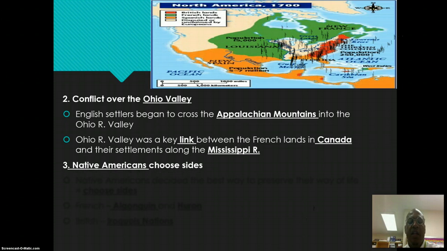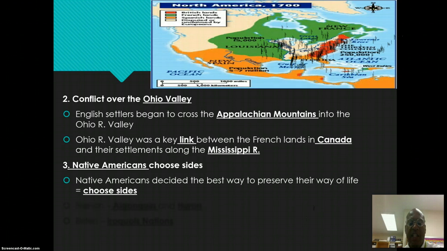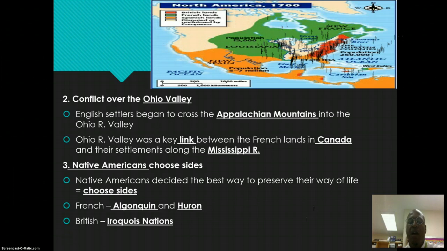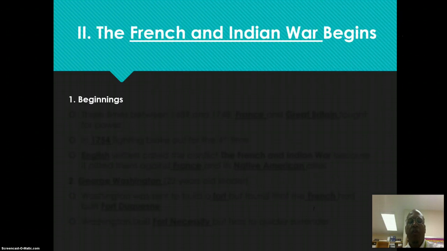The Native Americans find themselves in a pickle. They have to decide which side they will choose to fight on. The Algonquin and the Huron tribes side with the French, mainly because that's the territory in which the French were occupying. And along the western border of the American colonies, you have the Iroquois Nation, which is made up of several different Native American tribes. And so the French and Indian War begins.